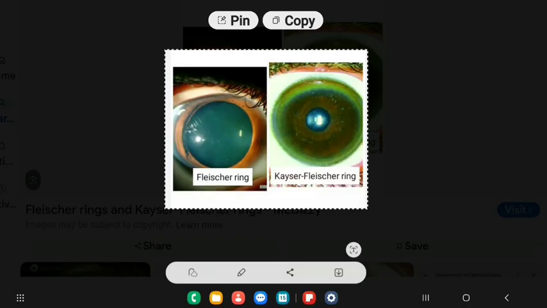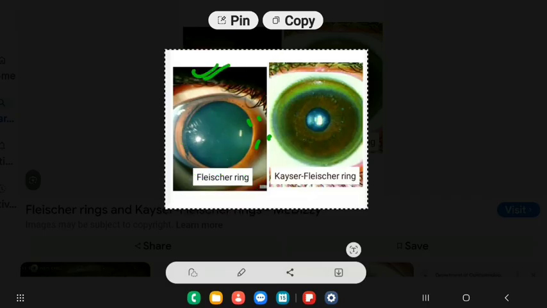Okay, now look at this picture very carefully. Don't get confused. We were talking about Fleischer ring. It is seen in keratoconus. You know what is keratoconus, right? It is when the cornea becomes cone shaped, bulging. So the iron gets deposited around the base of the cone and it looks like a brownish ring. That is called Fleischer ring. It is seen in keratoconus.